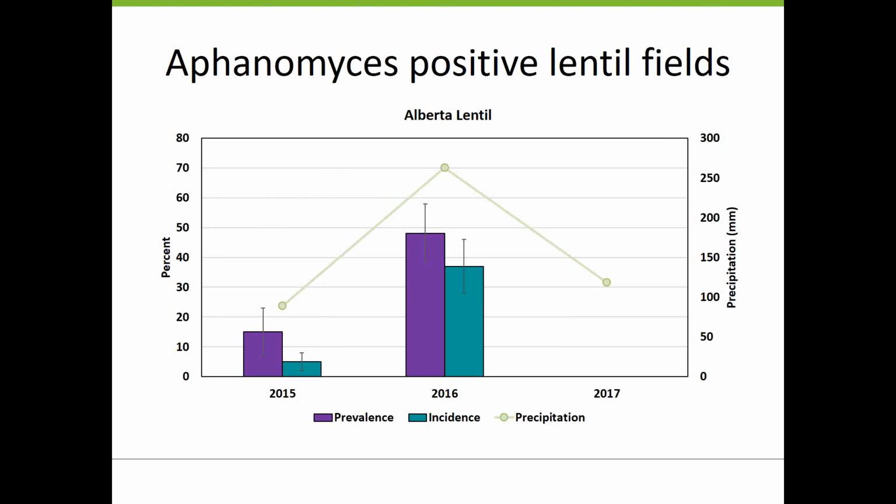And like I said, I'll show you the Alberta results here. This was quite dramatic in 2017, where we actually didn't detect any positive lentil fields at all in 2017 because of that dry season. The Alberta lentil production area does tend to be a little bit drier than the Saskatchewan lentil production area, and that's why we really saw that there wasn't a big impact of Aphanomyces root rot in lentils in 2017.